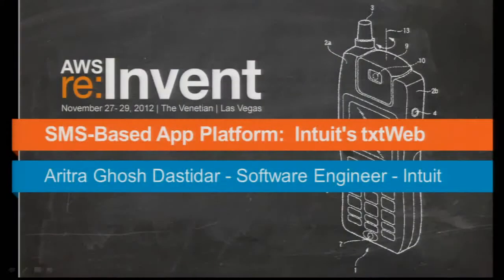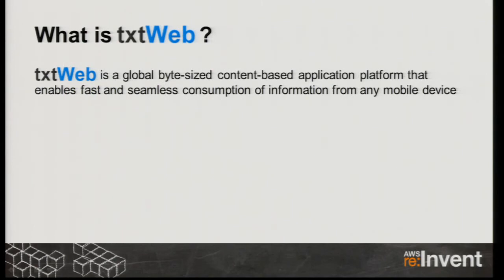To give you an introduction, TextWeb is a global, bite-sized information and content platform which allows fast and seamless consumption of information over mobile devices of any kind. To summarize, if you have a web application and you want to SMS-enable it, TextWeb is the platform to go to. You can just build your app, and it's available to the billions of mobile users. And we all know that every mobile phone, be it iPhone or Android, is always capable of sending a text message. So your app is instantly available to billions of users across the world.